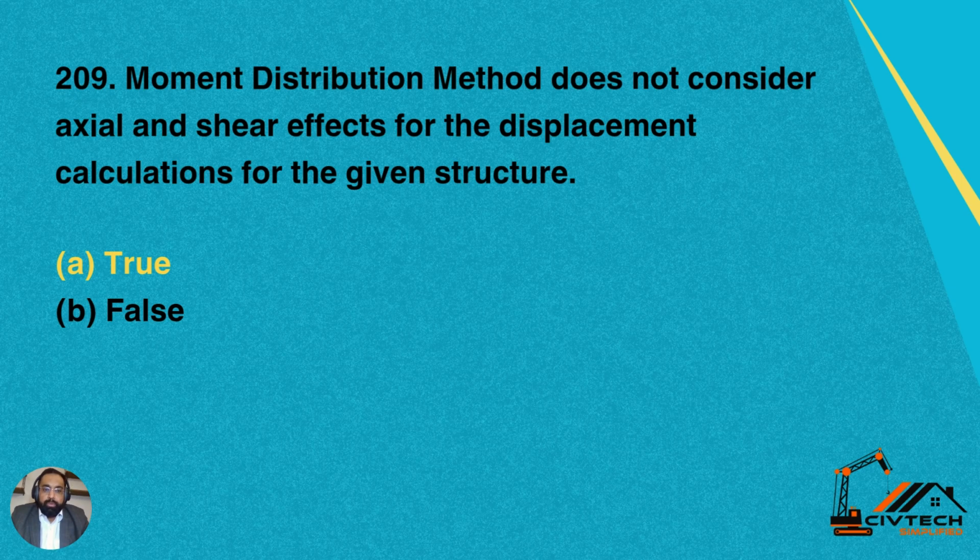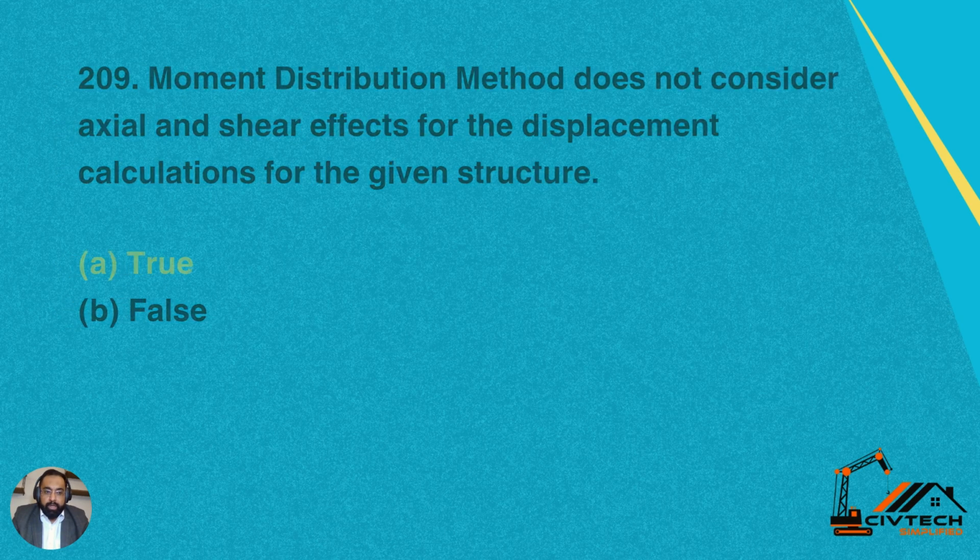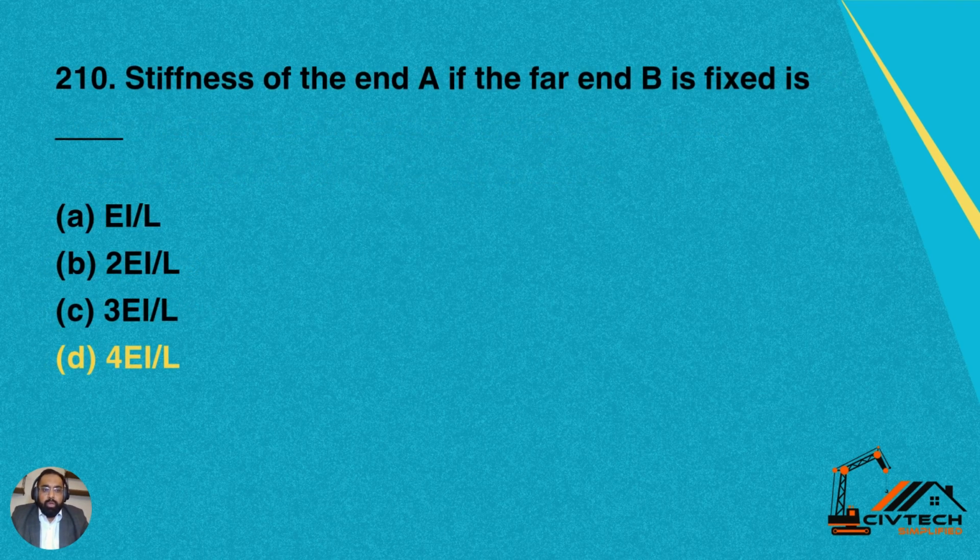Question 209. Moment distribution method does not consider axial and shear effect for the displacement calculations for the given structure. Option A is true, option B is false. So yes, this statement is true. The moment distribution method does not consider axial and shear effects for the displacement calculation for a given structure. A is the correct answer for this question.